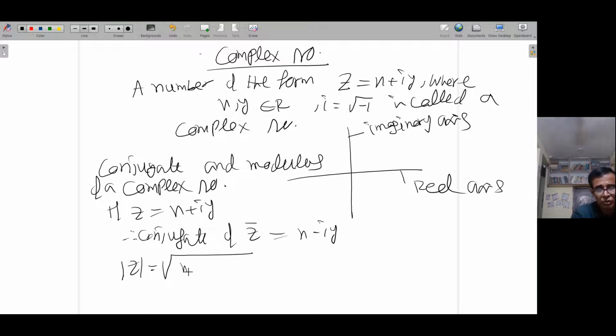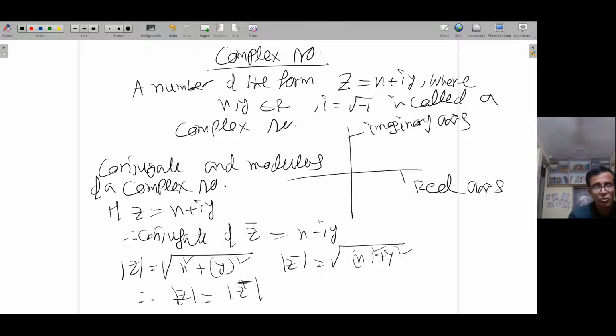Our modulus of z is under root of coefficient of real part square plus coefficient of imaginary part square, that is, under root of x square plus y square. And for the conjugate of z it is also x square plus y square, because minus y square is positive. So the modulus of z is equal to the modulus of the conjugate of z, always the same.